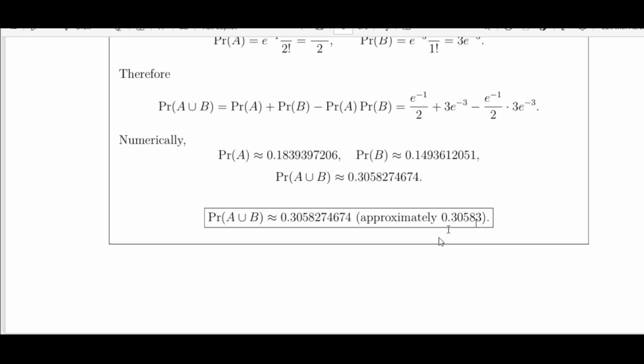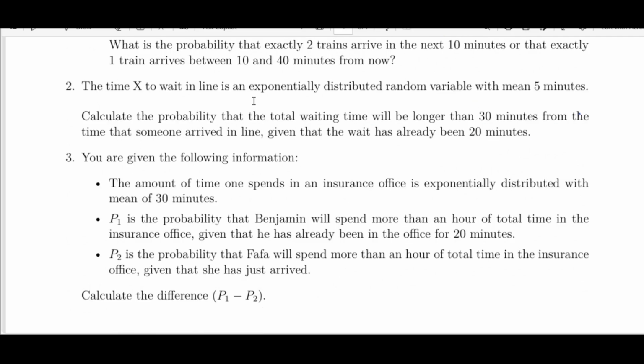Alright, thank you. So let's look at the last one. The time X to wait in line is an exponentially distributed random variable with mean 5 minutes. Calculate the probability that the total waiting time will be longer than 30 minutes from the time someone arrived in line, given that the wait has already been 20 minutes. So this is the probability that X is above 30, given that X is above 20. This is a very simple question using the memoryless property.